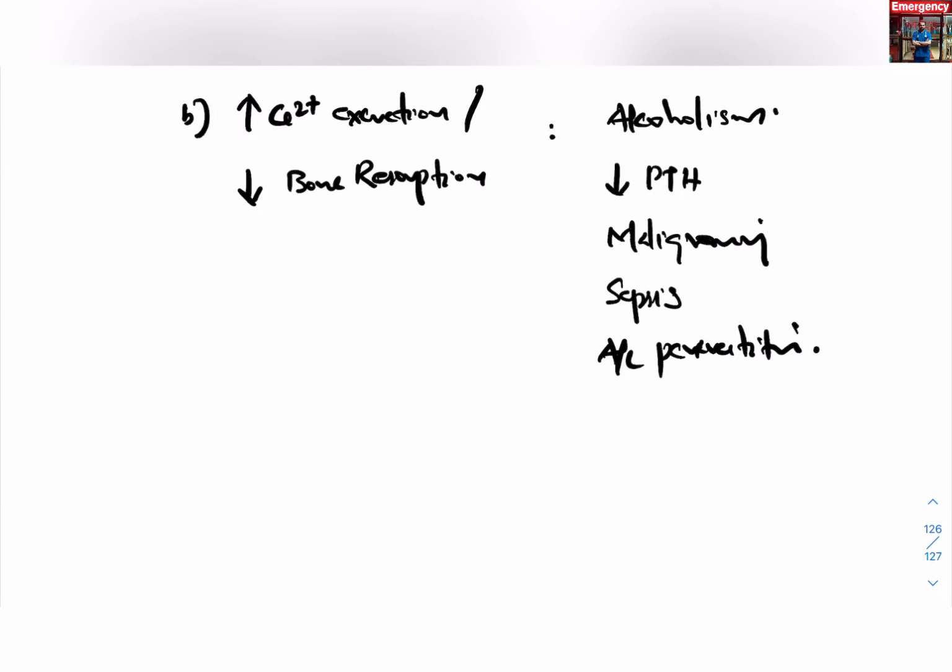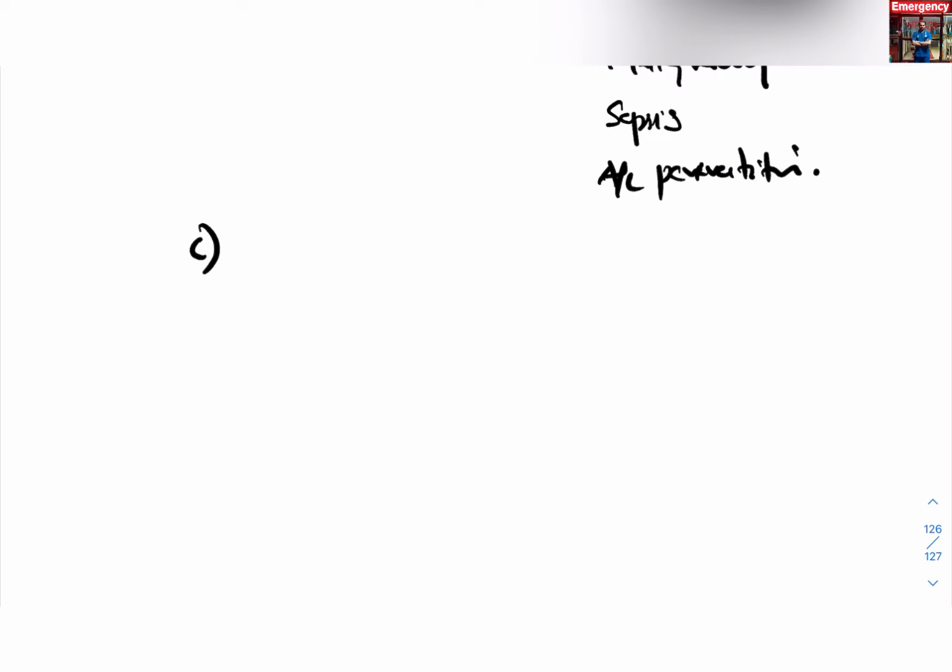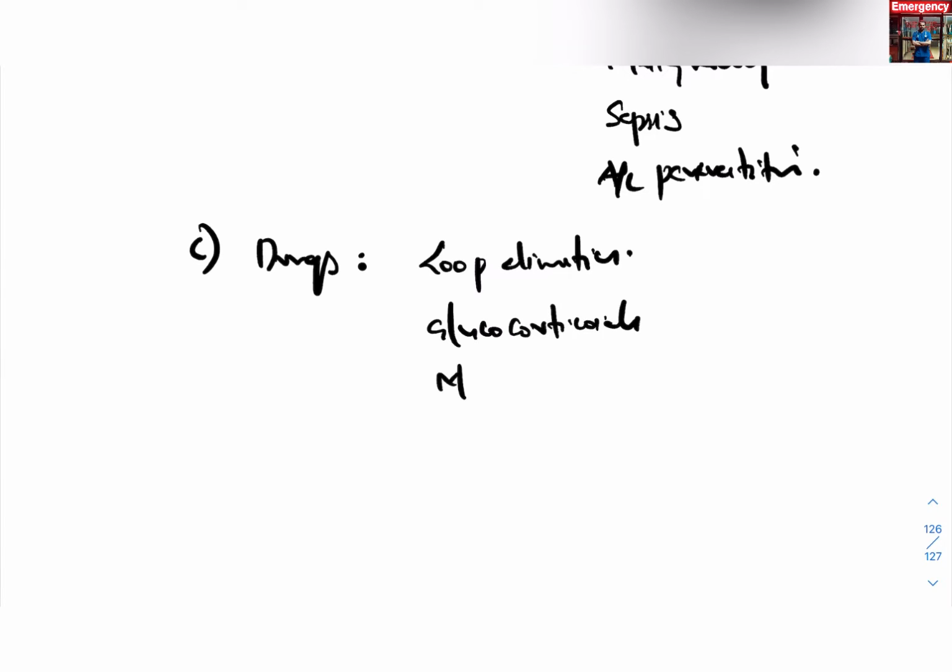Now, there are certain drugs which can cause hypocalcemia. The first one is loop diuretics. Actually, loop diuretics are associated with hypocalcemia, while thiazide diuretics will increase the serum calcium concentration. The next group of drugs include glucocorticoids, magnesium sulfate, and also phosphate containing drugs. These are the various causes for hypocalcemia.